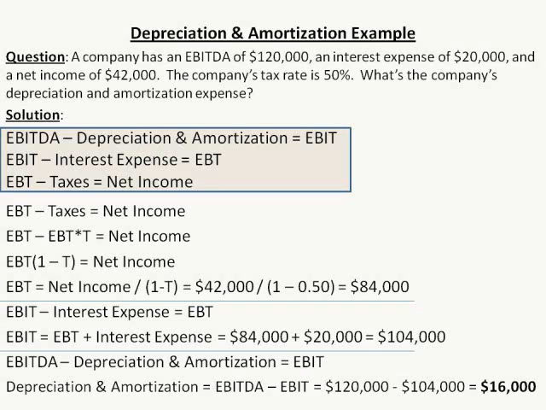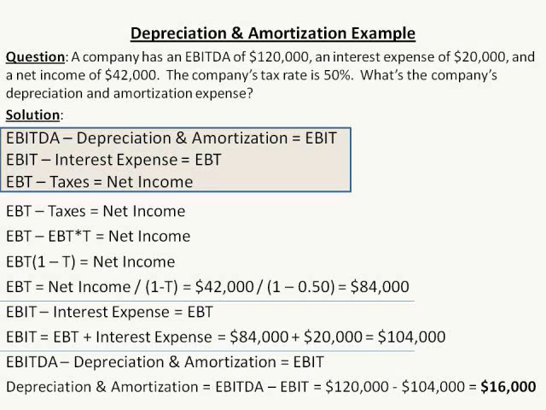Amortization here means spreading an intangible asset's cost over the useful life of that asset. An example of an intangible asset is a patent. Depreciation means spreading a tangible asset's cost over the useful life of that asset. An example of a tangible asset is a factory. Both amortization and depreciation are non-cash expenses.